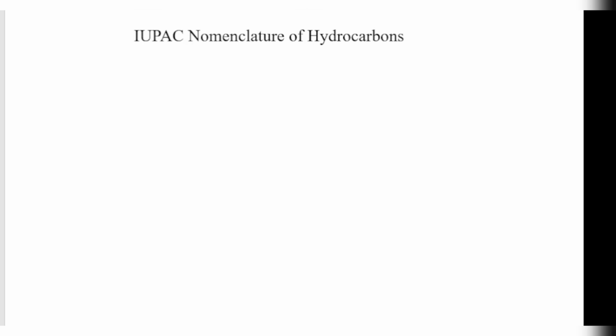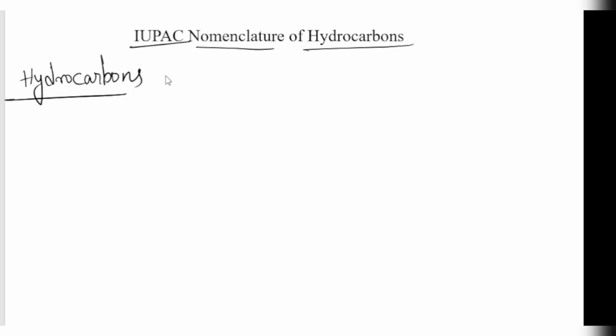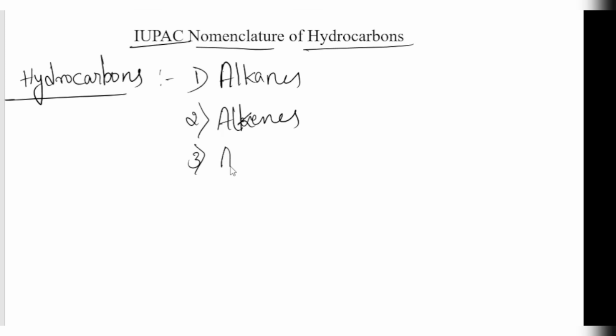In this particular video, I am going to discuss the IUPAC nomenclature of hydrocarbons. Hydrocarbons can be classified into three major groups: first, alkanes, and alkenes, and the third one is alkynes.